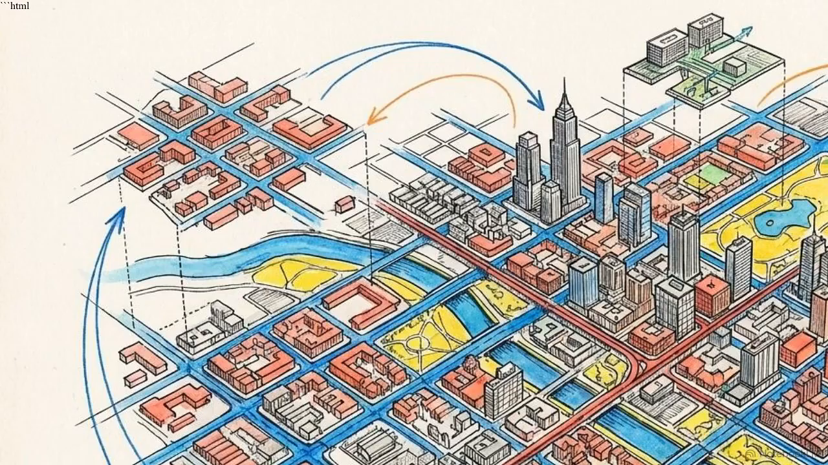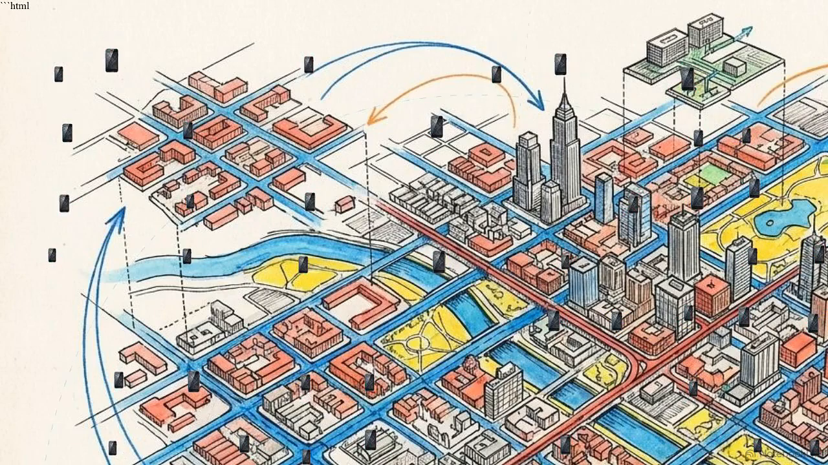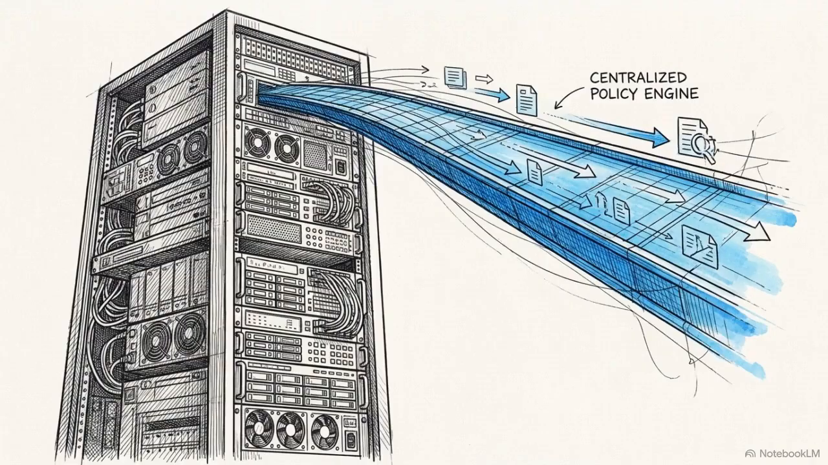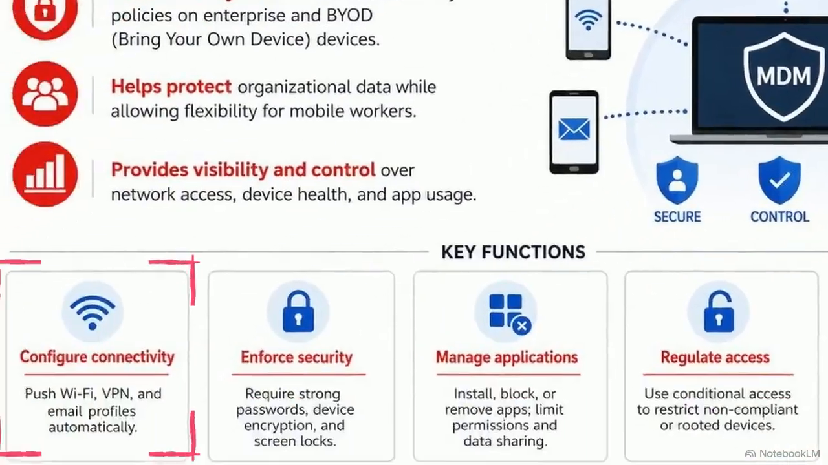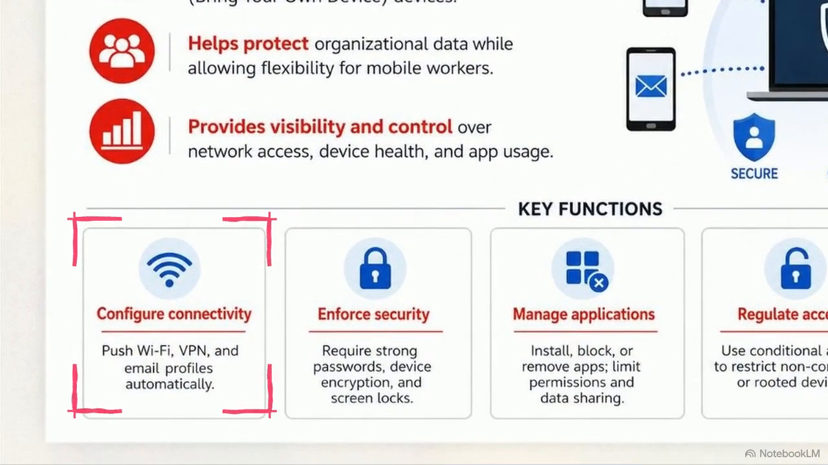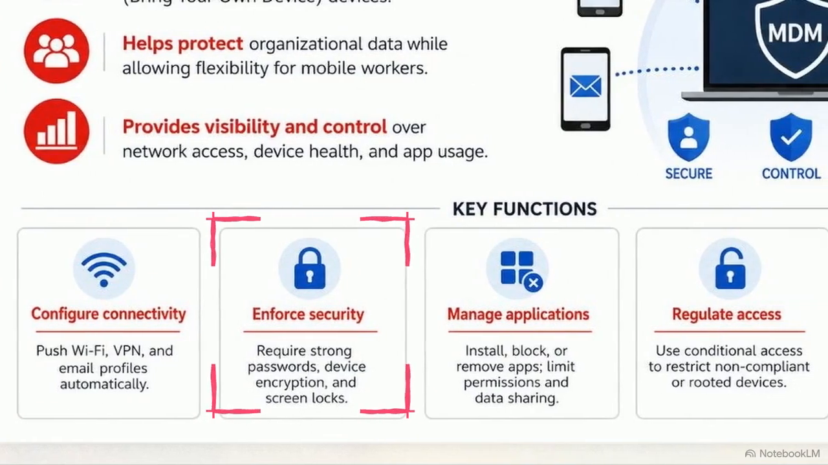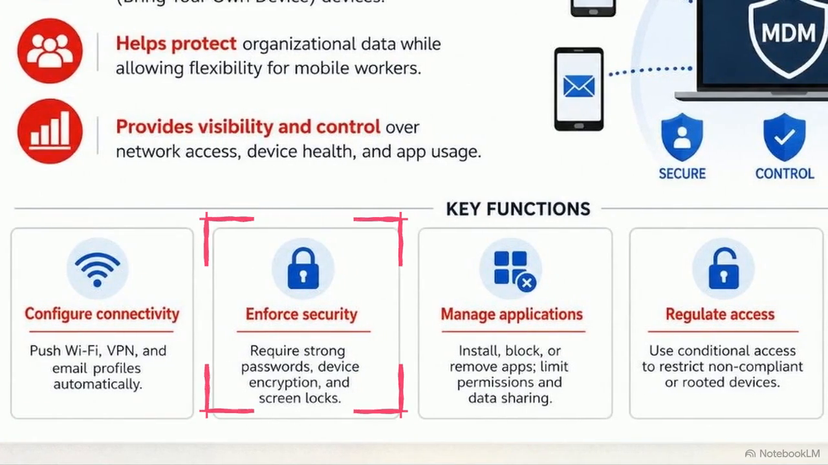But how does an enterprise guarantee these security layers are active on hundreds of remote devices they don't even physically own? The solution is mobile device management, or MDM, a centralized policy engine that bridges the gap between the isolated endpoint and the corporate network. This diagram demonstrates the MDM topology. The central system acts as a command center, automatically pushing Wi-Fi certificates, VPN endpoints, and email profiles directly to remote phones. Crucially, it enforces compliance, allowing administrators to mandate strong passwords, require encryption, and strictly regulate installed applications.